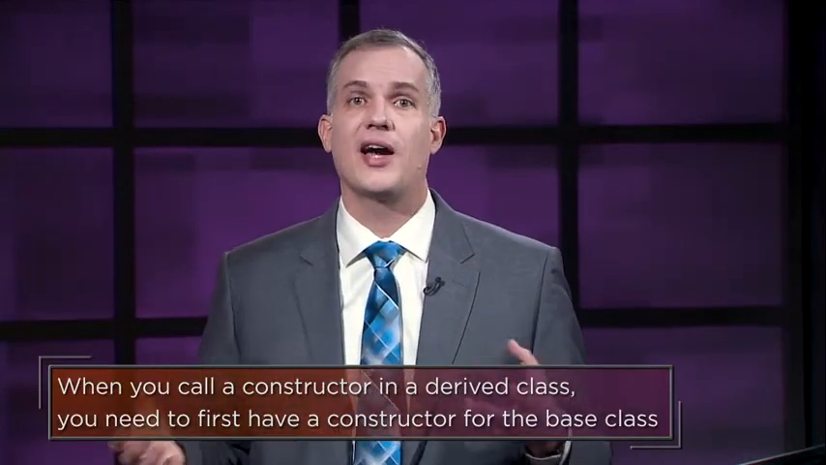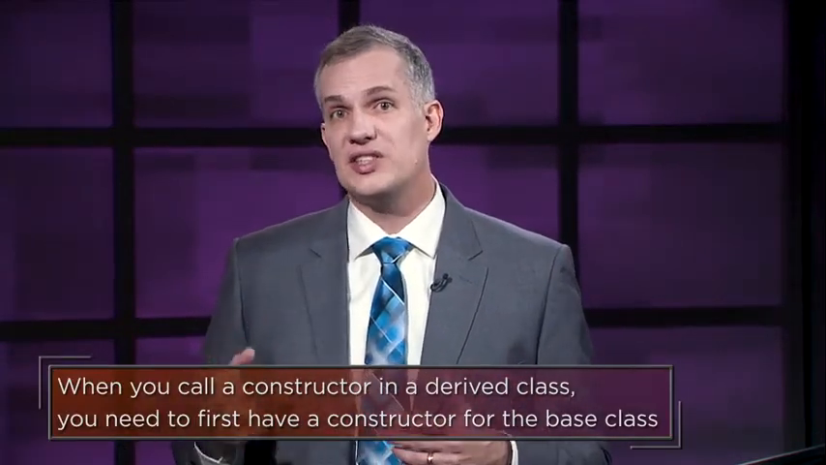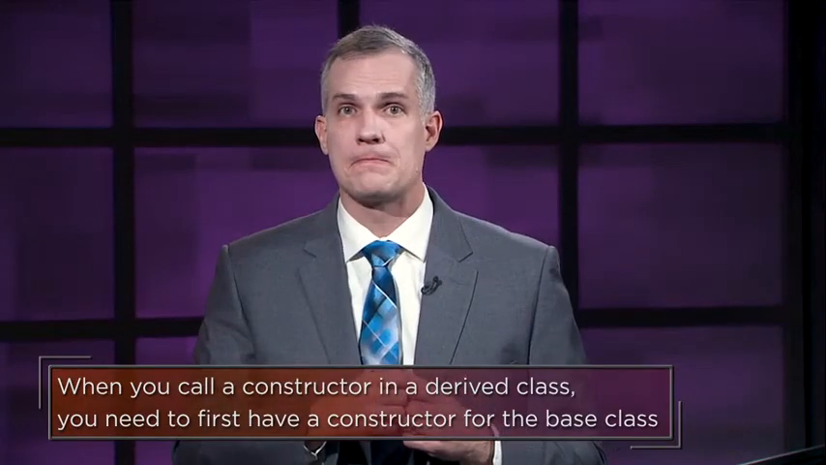The way to think of this is that when you call a constructor in a derived class, you need to first have a constructor for the base class. After all, the derived class is only adding additional stuff onto whatever was already in the base class. So, first, you need to have the base class set up, and then you can add on whatever additional things are needed for the derived class. The way this is done is that when a constructor is defined, we put a colon after the constructor declaration, giving the constructor to use for the base class.